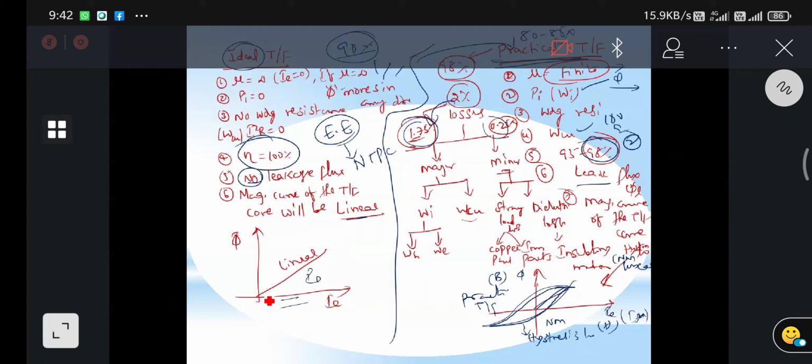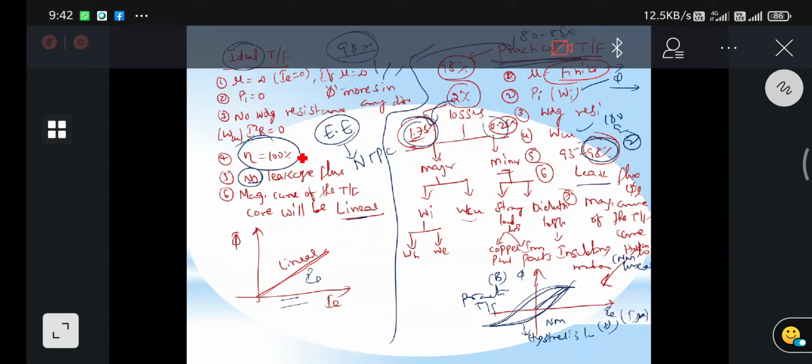You can see the linear. So while drawing the flux with respect to exciting current, you can get the magnetization curve which is linear here. So in an ideal transformer, since there are no losses, the efficiency will be 100%. So coming to the practical transformer.